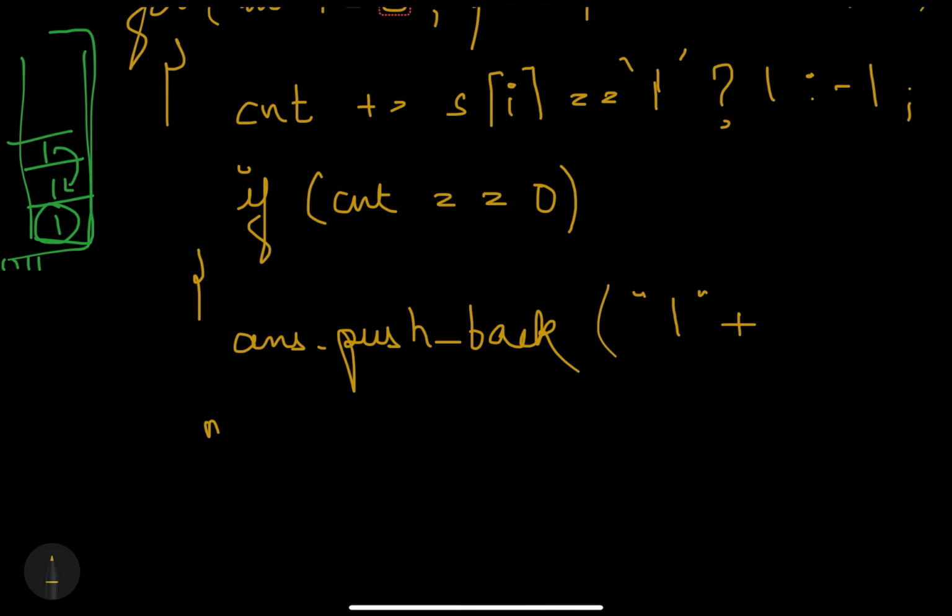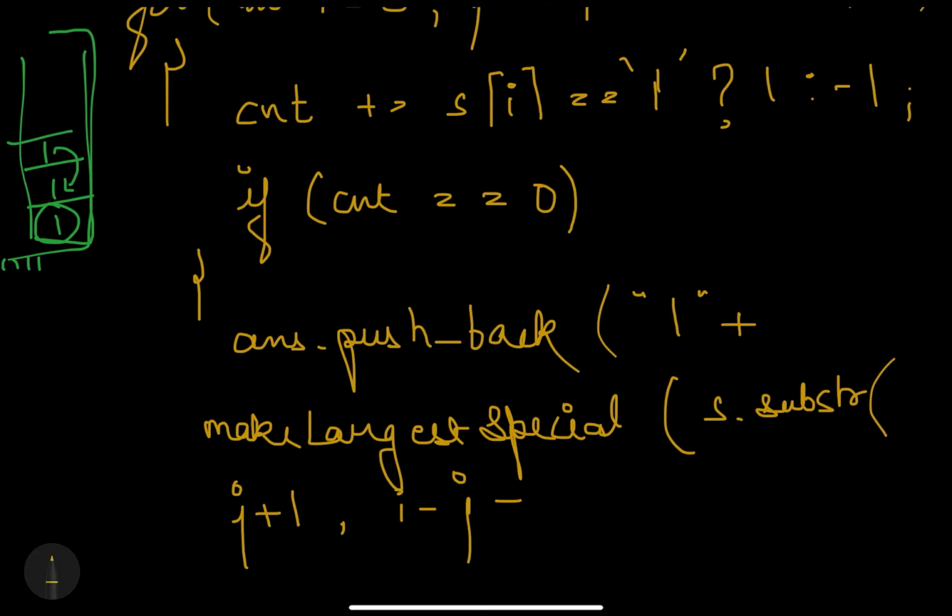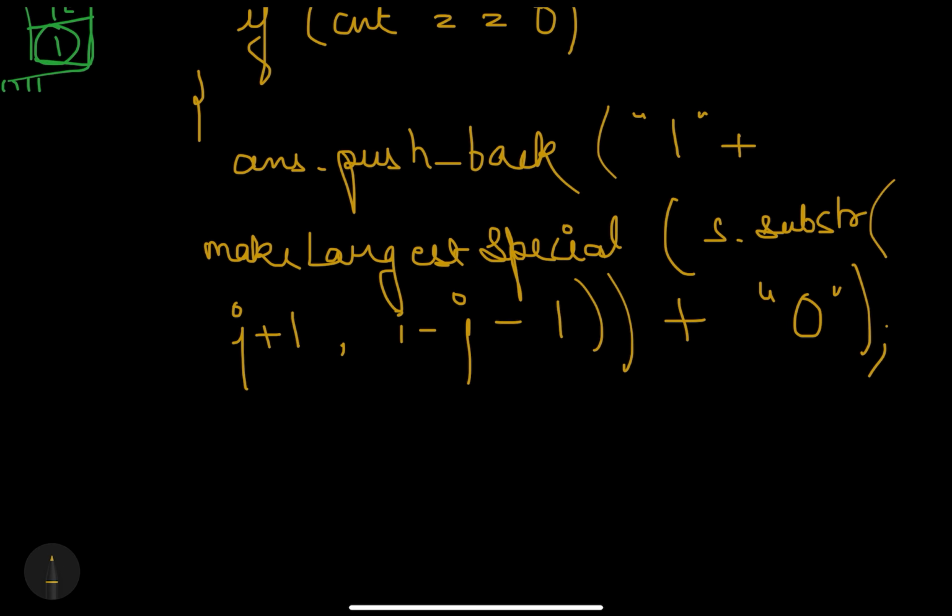How we'll do it: we'll again call this makeLargestSpecial function, now by sending the substring which will start from j plus 1, comma, i minus j plus 1. And at last we'll append a 0. Don't worry, I'll tell you what we have done over here.